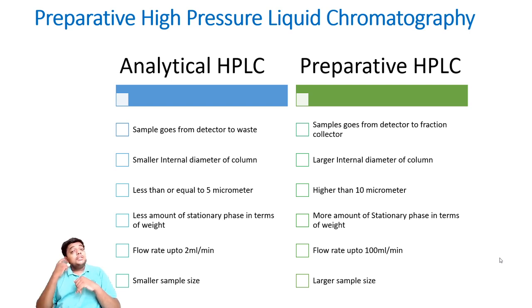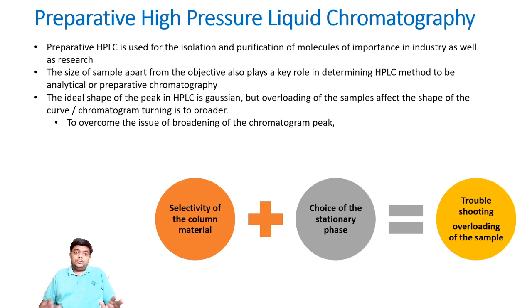Less stationary phase is required in terms of weight when it comes to analytical HPLC, but a greater amount of stationary phase in terms of weight is required for preparative HPLC. The flow rate is up to just 2 ml per minute in an analytical column, but in a preparative column it can go up to 100 ml per minute and much more. The sample size is quite small in analytical HPLC, and in comparison, in preparative HPLC the sample size is bigger or larger.